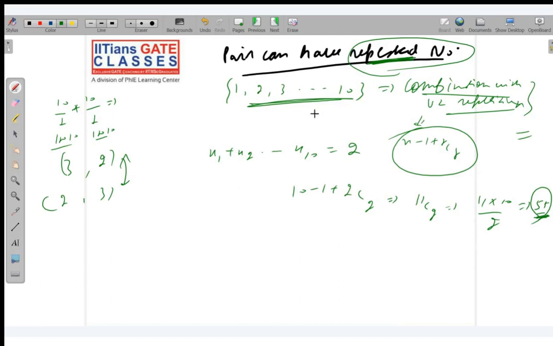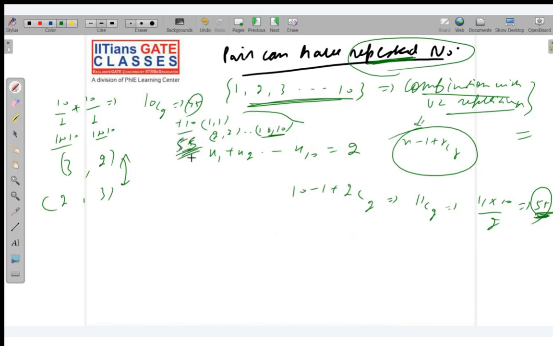See, without repetition, the answer was very simple because there was no repetition. nCr, that is 10C2, that was 45. Now, if we allow repetition, then how many pairs will be there? Only 1,1, 2,2, up to 10,10. So only 10 extra pairs have been added. So 45 plus 10, that is 55. Same answer we have got. So this is another way, but this is not guaranteed.